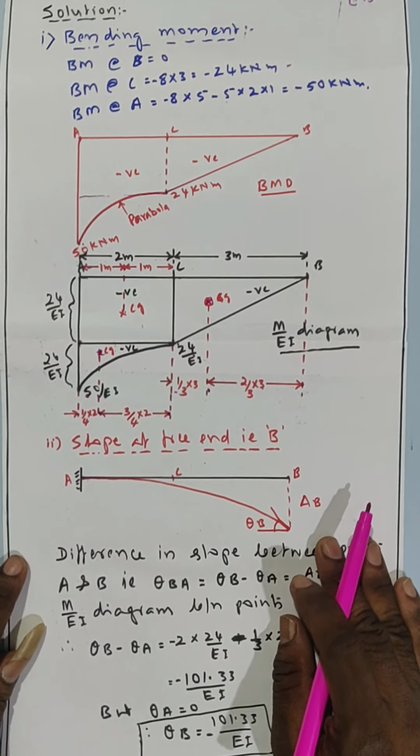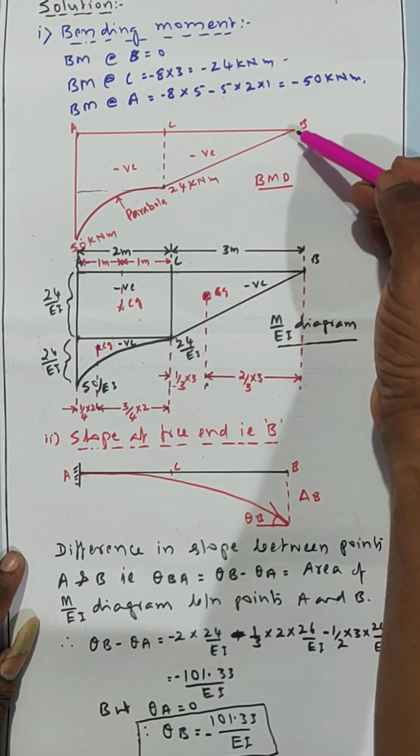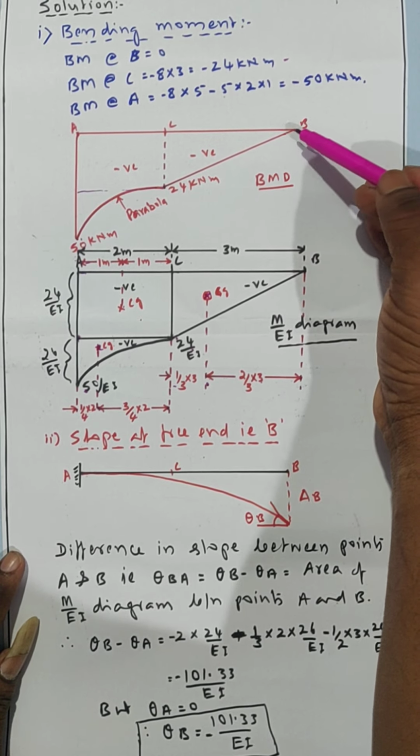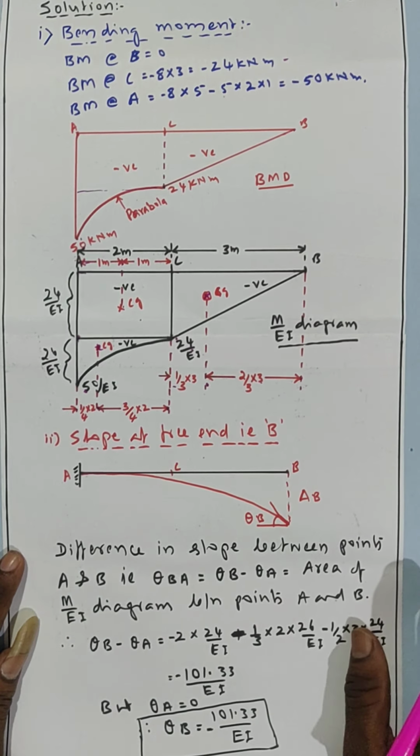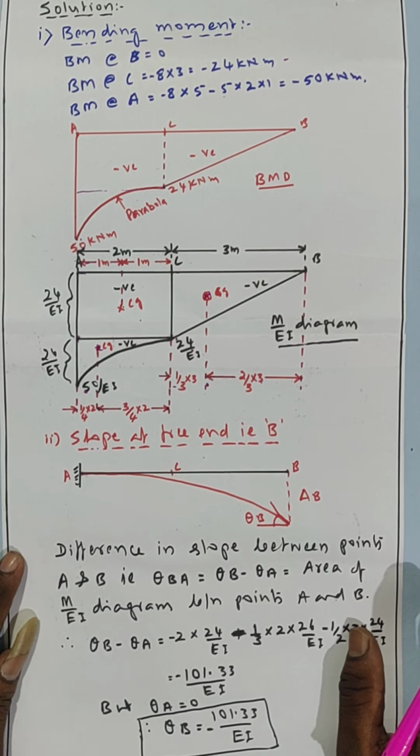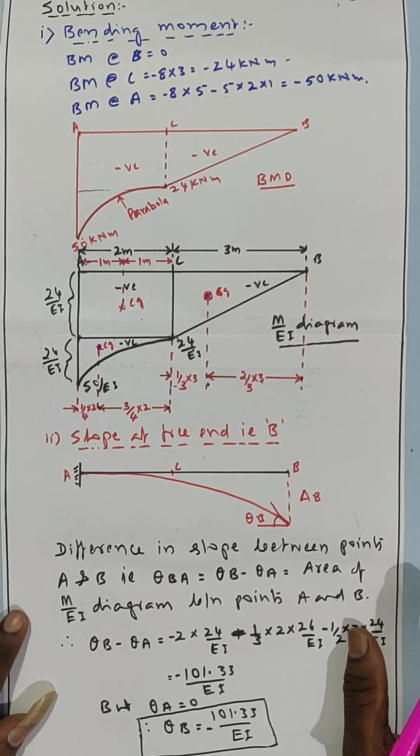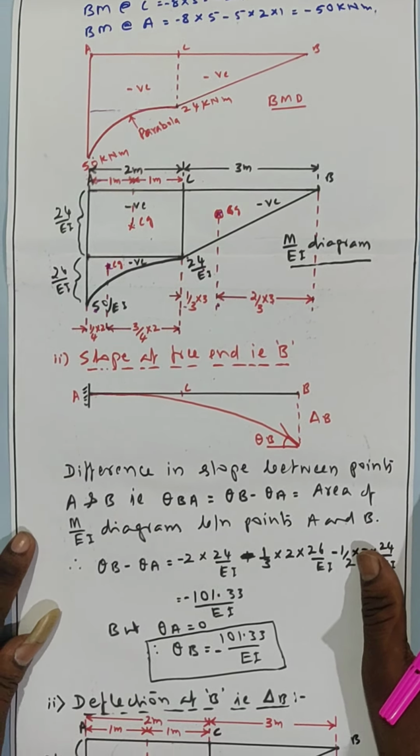Now I am calculating the slope. He asked us to determine the slope and deflection at the free end of the cantilever beam. Now we have to calculate the slope. See, this is the beam AB. This is the deflected shape of the curve. This distance is the deflection delta B. This slope is called theta B, the slope. This is called the elastic curve.